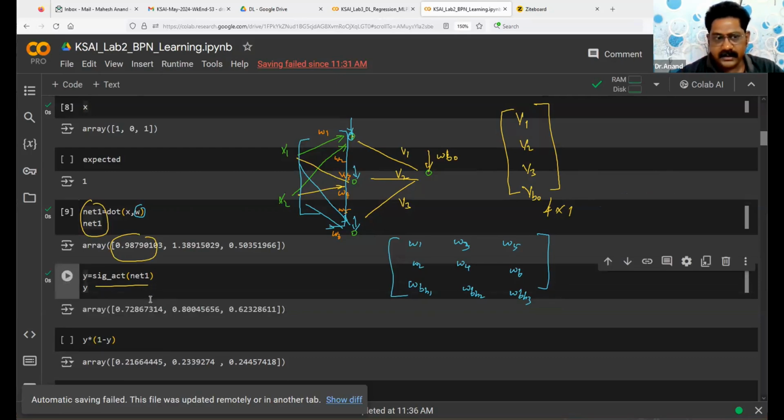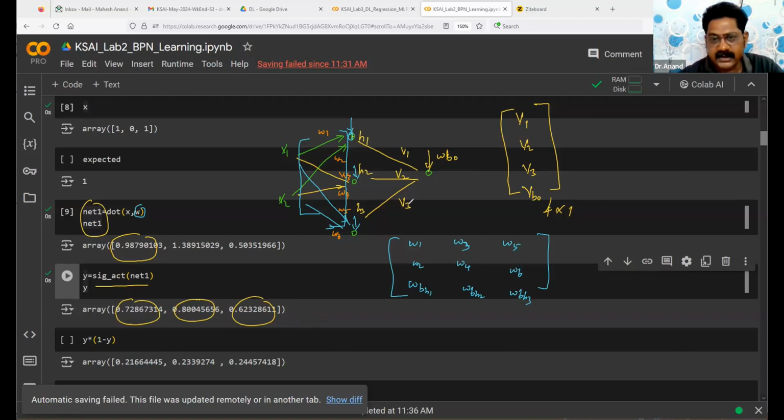F of net to get the out. How do we name the out in the PPT? H1, H2, right? The same manner. This is nothing but H1, H2, H3. Since we have 3 neurons, we have got H1, H2, H3.